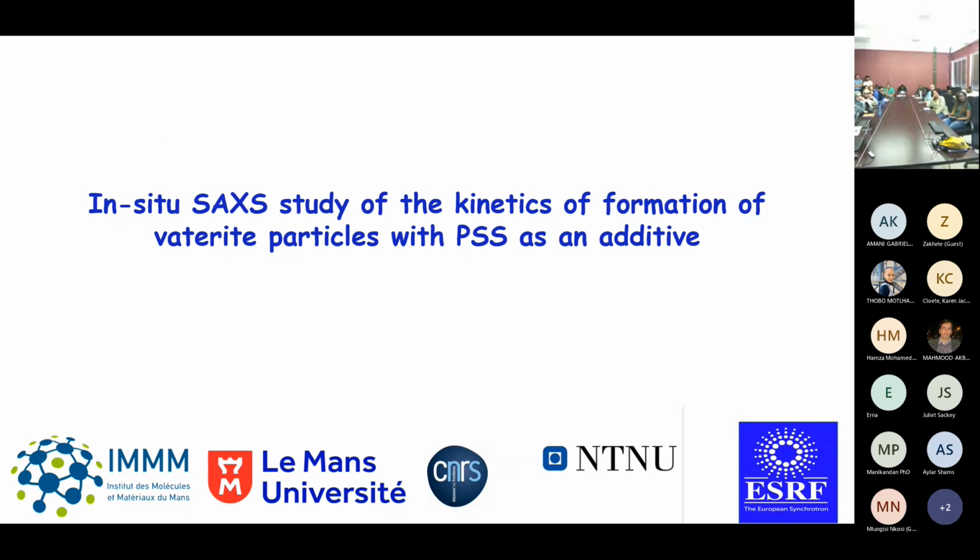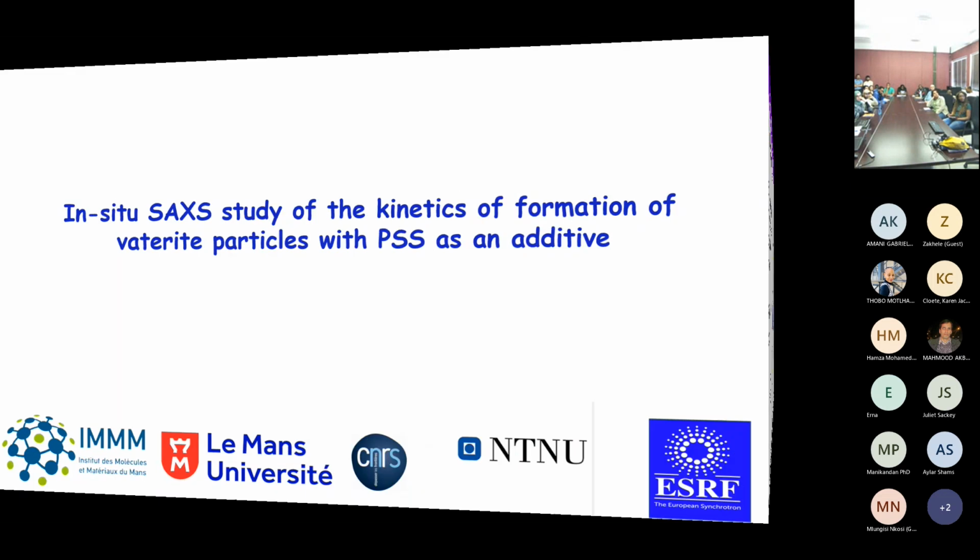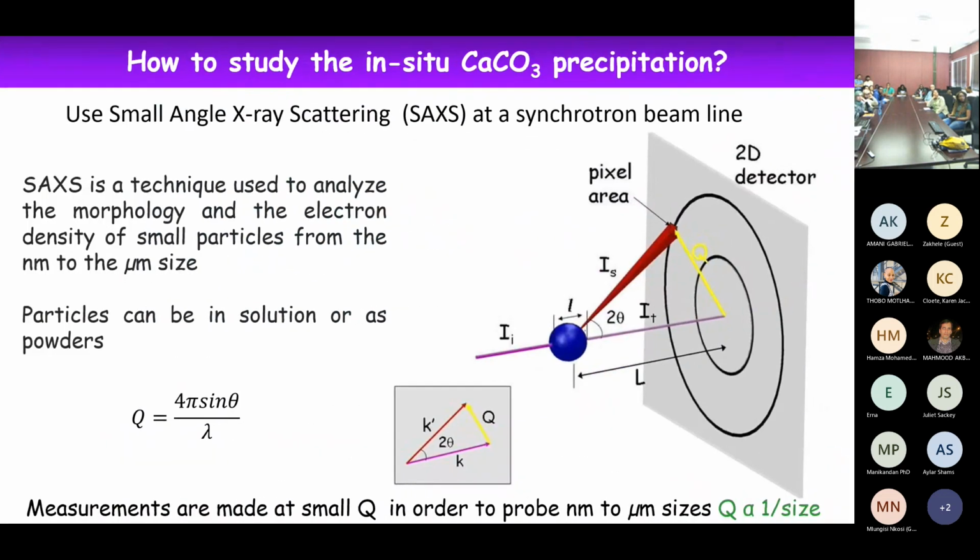SAXS means small angle X-ray scattering studies. So what is SAXS? It's an experiment during which you use a sample. It could be particles forming in a liquid, or it can be a powder. You shine X-ray on this sample, and you measure at a long distance from the sample the small angle X-ray scattering data sets using a 2D detector. So you go at very long distances.